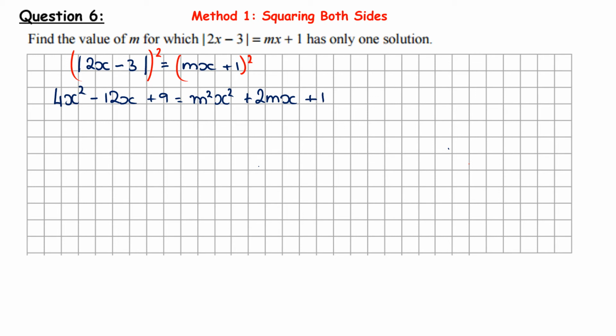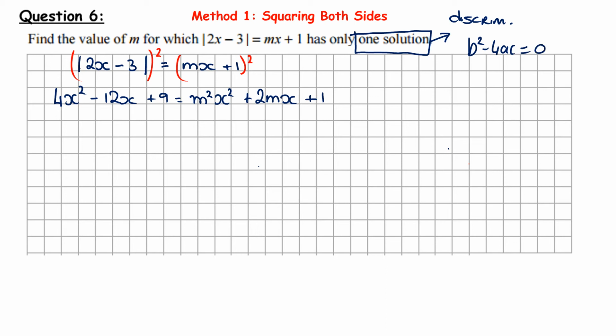Now, what we have here is a quadratic. It is a complicated looking quadratic, but it is a quadratic. And focus here on the idea of only one solution, and that's important. Quadratic of one solution, we should be thinking discriminant. Okay, so b squared minus 4ac, and when that is equal to 0, there's only one solution.